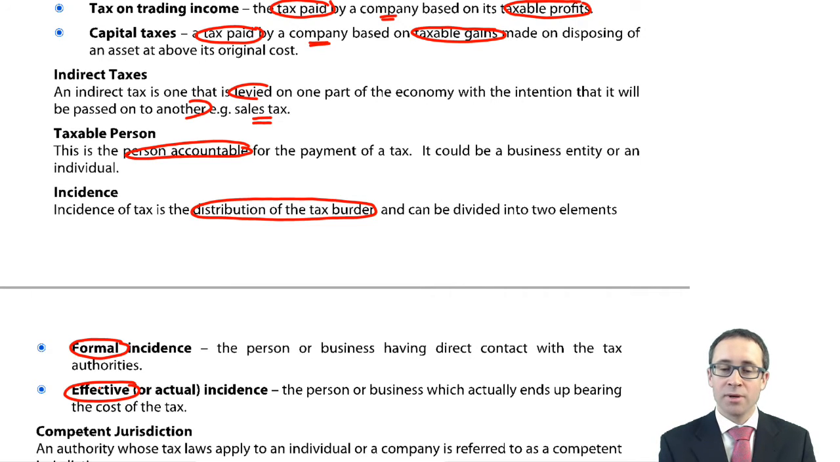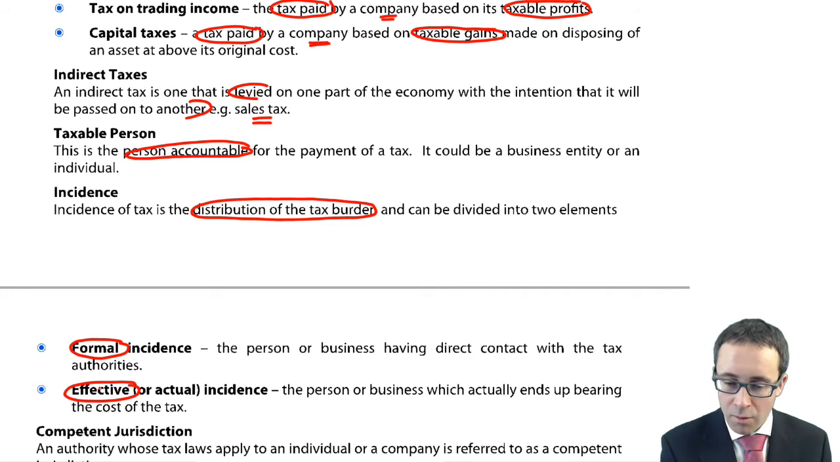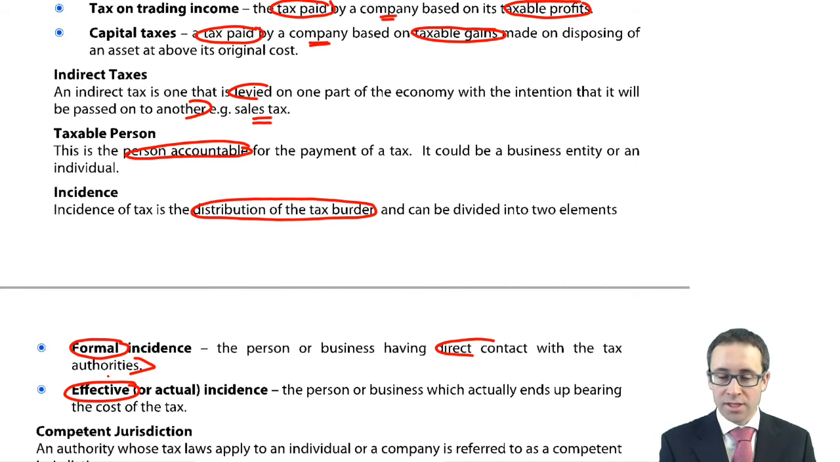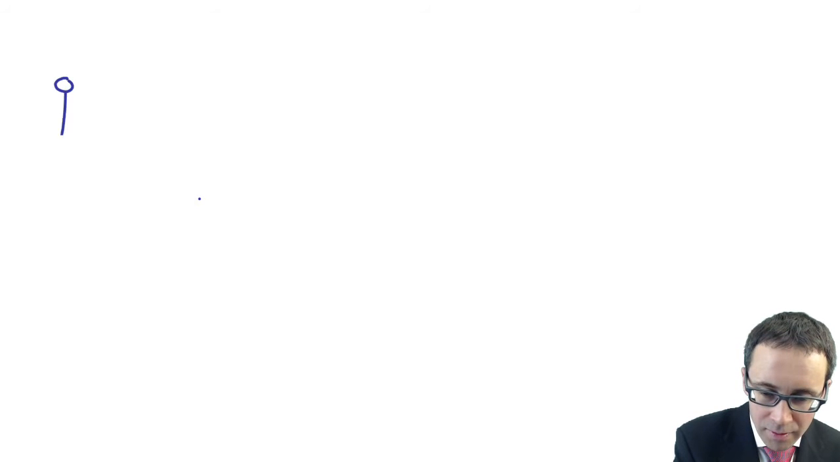So the distribution of the tax burden is a formal incidence whereby the person or the business has direct contact with the tax authorities. So here, if we're going through and using, so we say sales tax. So we've got the, is it your individual?